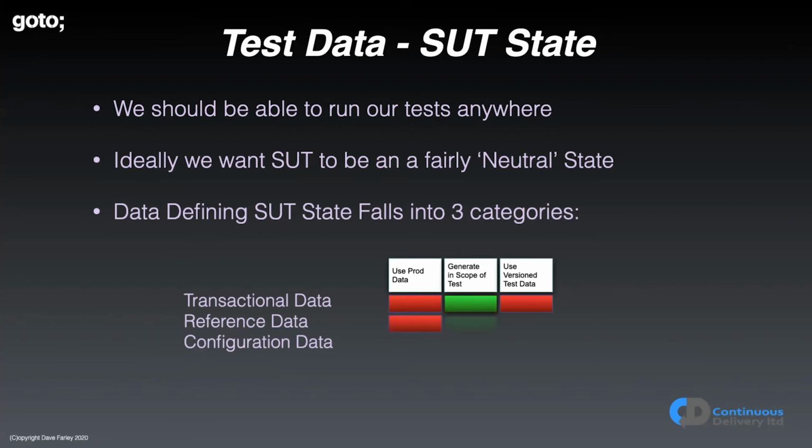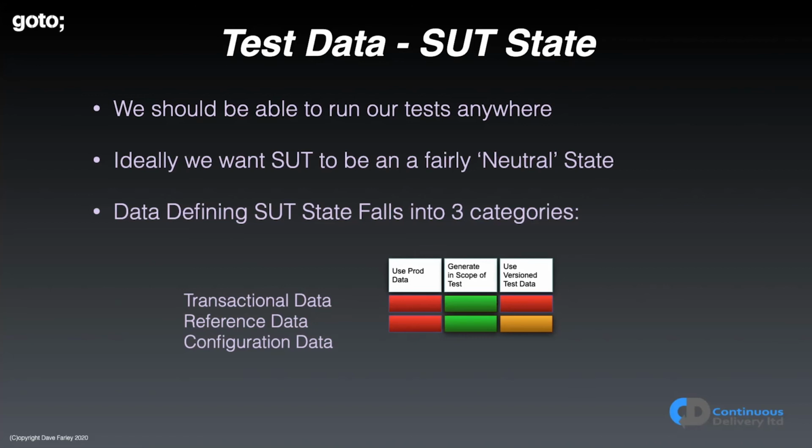Next, reference data. Again, we don't want to use production data because it's too big and too heavyweight. Mostly, it makes sense to generate this sort of data, again, within the scope of a test. But there are some circumstances where it can be useful to use versioned test data. If you think about reference data, imagine a postcode lookup or something like that, then the real production data is probably going to have millions of records in it.